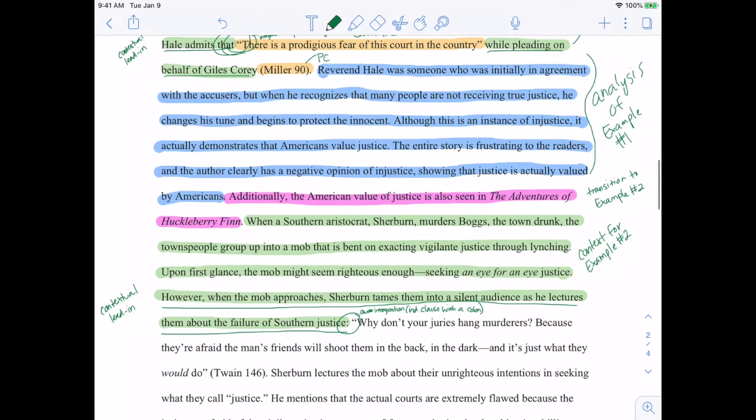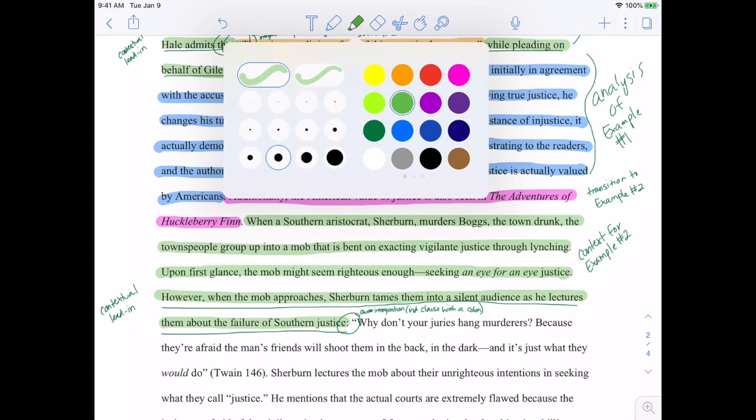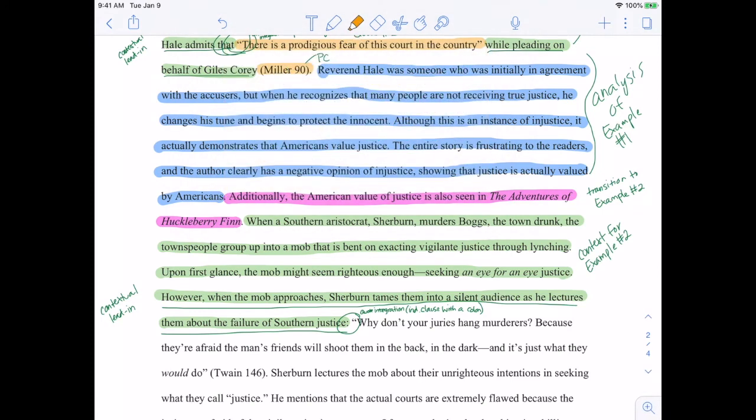Down here, I used a different form of quote integration, and that's important. Make sure that you're not just using the same form of quote integration every single time. So there's my quote integration. After I actually give a contextual lead-in, at that point, I give my actual quote. So why don't your juries hang murderers? Because they're afraid the man's friends will shoot them in the back in the dark. And that's just what they would do.